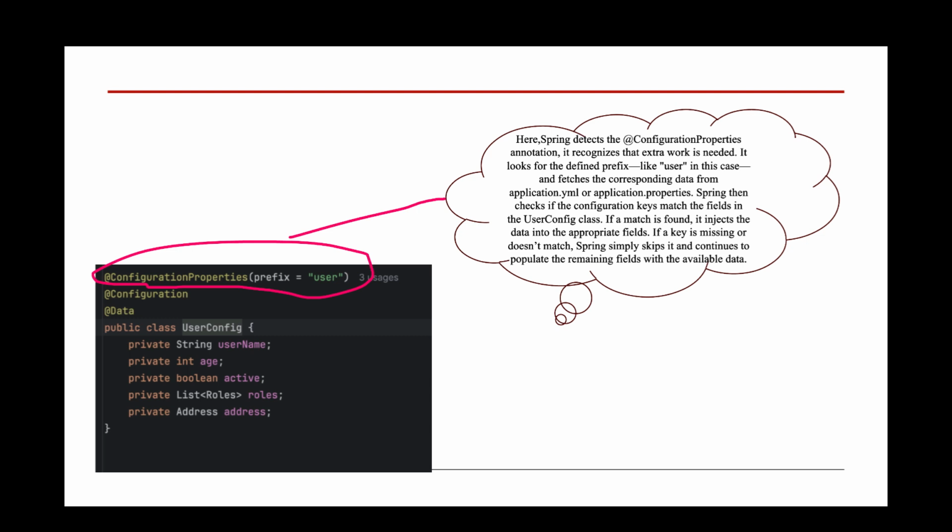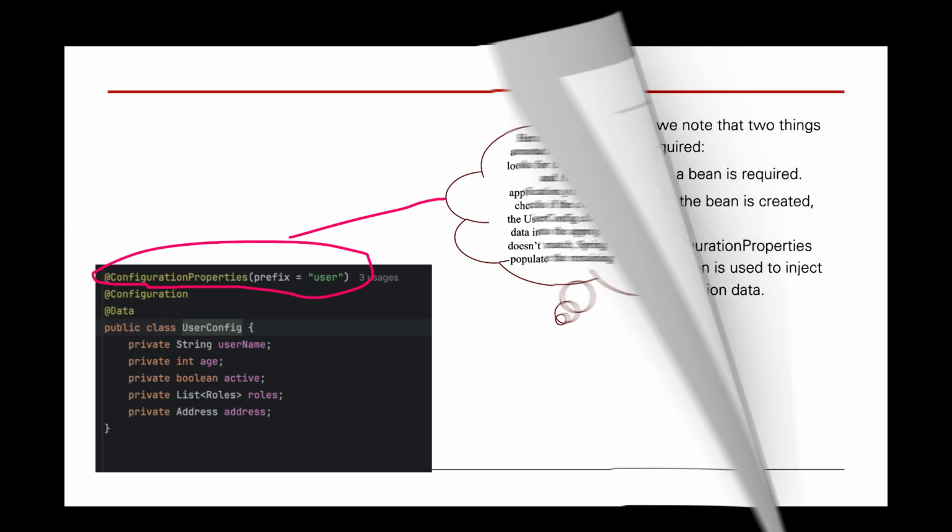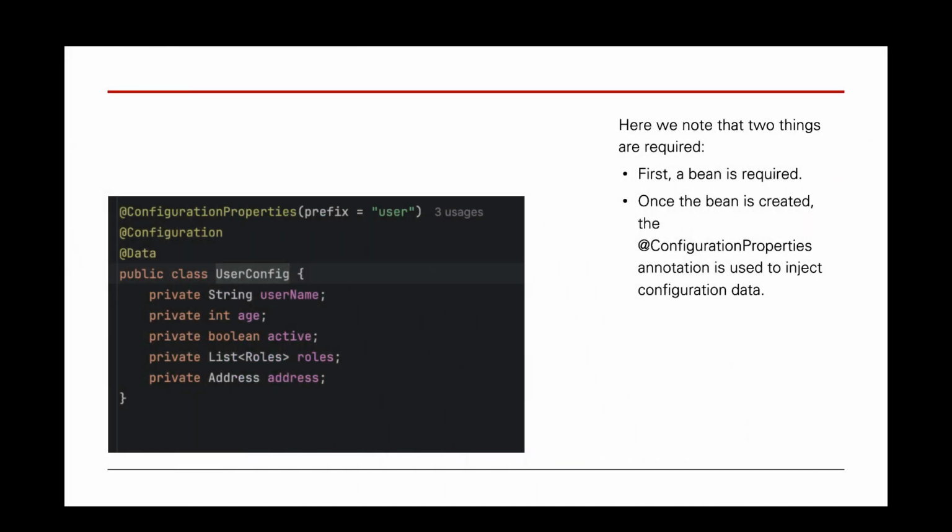By the end of this process, our UserConfig object, which started as a blank slate, is now packed with all the configuration data it needs to work like a charm. And just like that, Spring does all the heavy lifting for us. Here, two things are required. First, the bean is required, and second, we need the @ConfigurationProperties annotation to inject the configuration data. The bean acts as the container for our configuration data, and the @ConfigurationProperties annotation is what tells Spring to populate the bean with data from application.yml or application.properties.